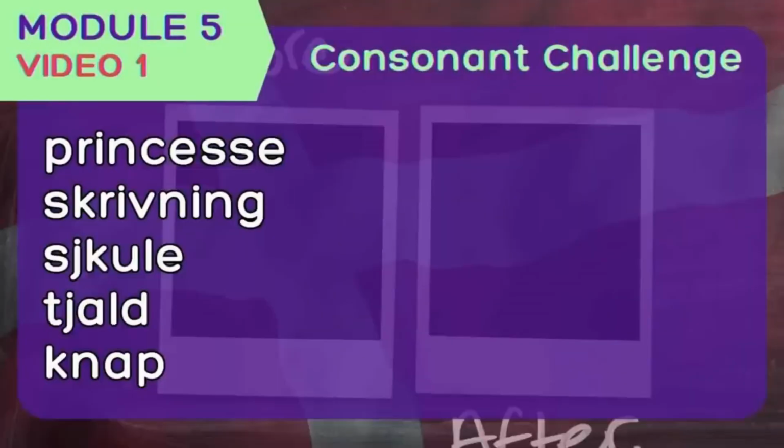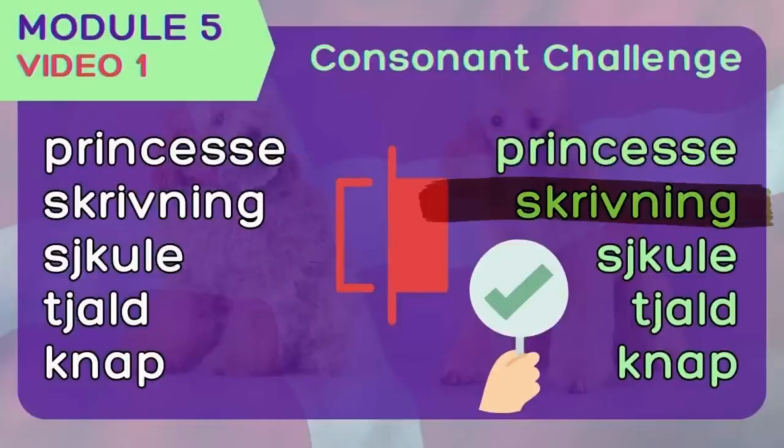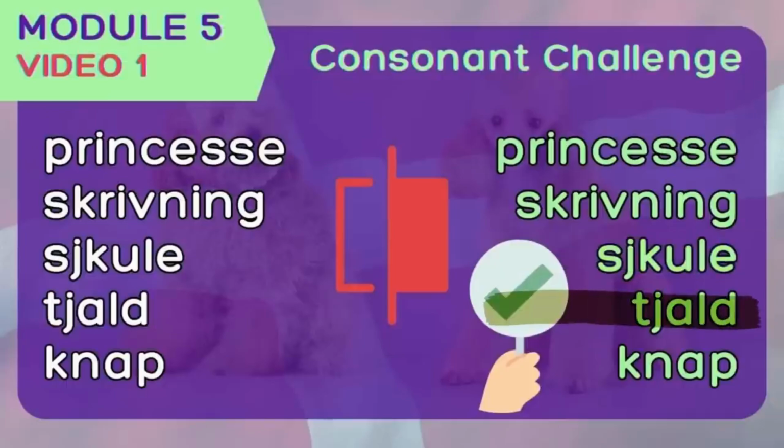Consonant challenge. See if you can pronounce these words. Come back and see how you did. We have prinsesse, skrivning, skjule, tjel, knap.